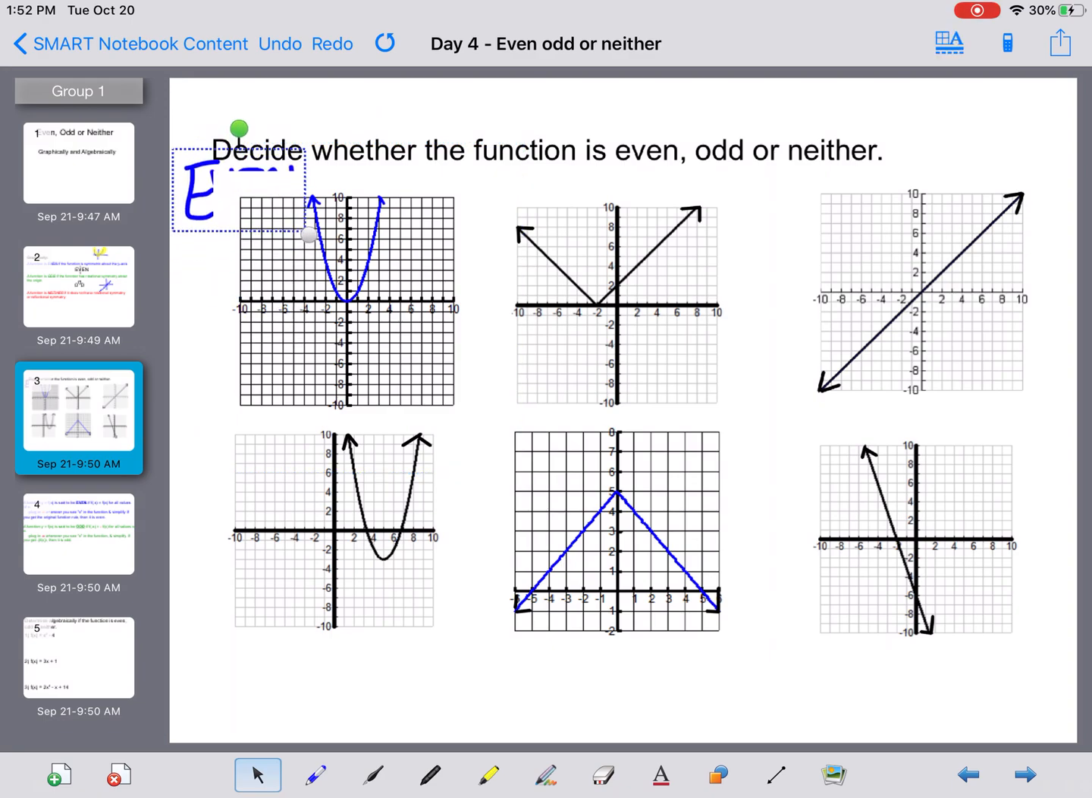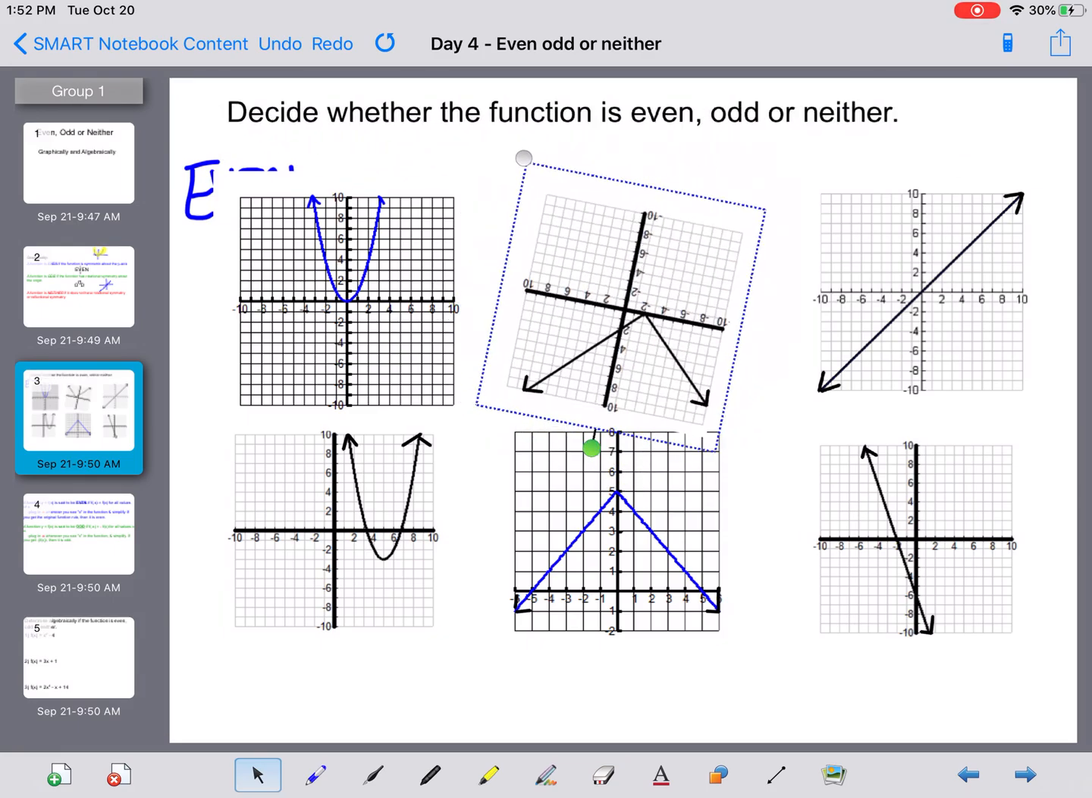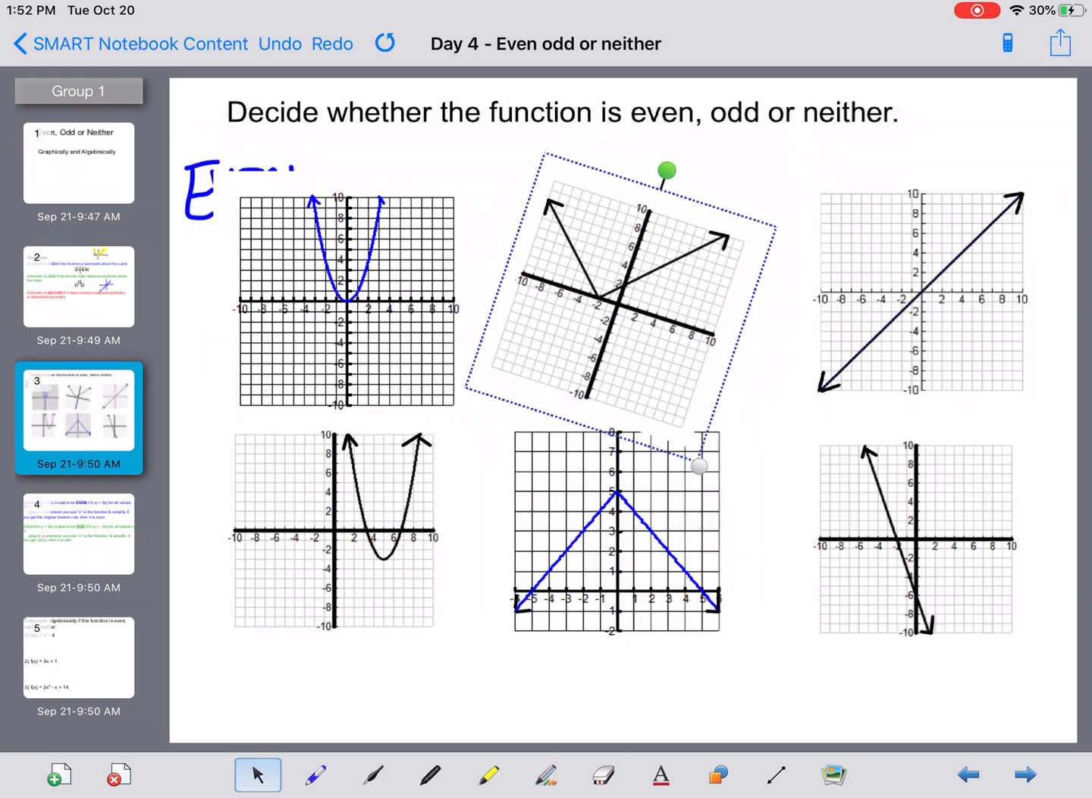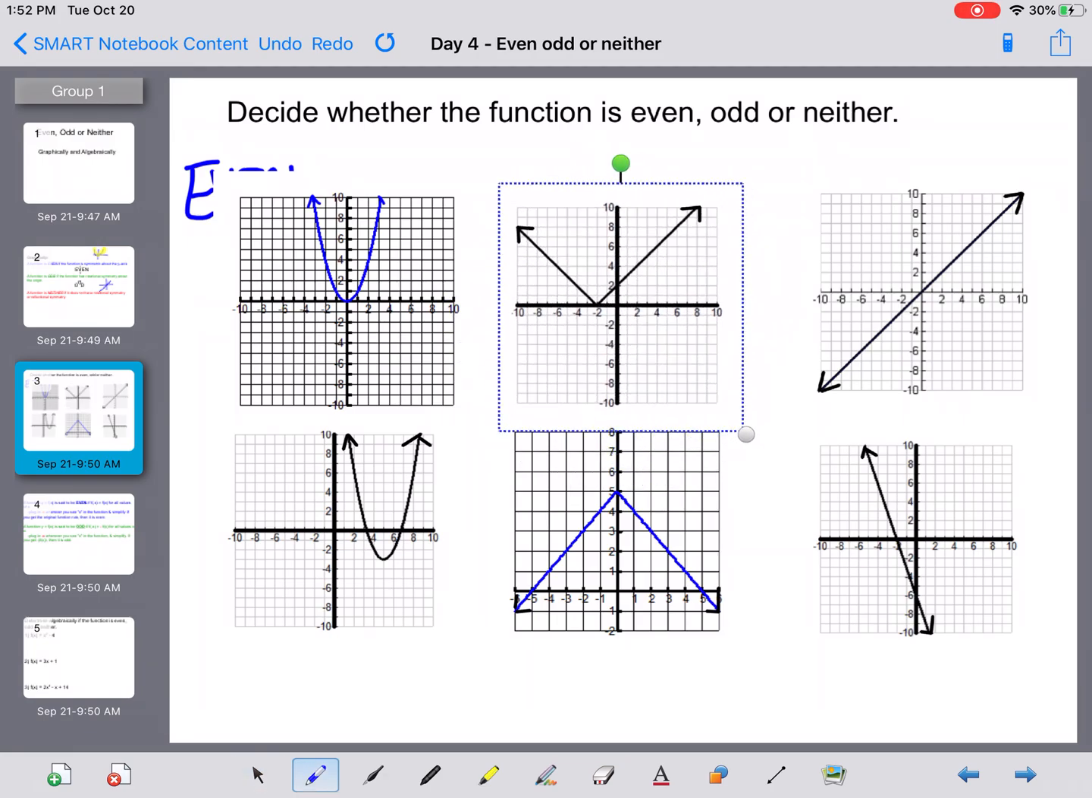Okay, for the next one, same thing, we test whether it's even. If we go straight down the y-axis, we're going to see that that vertex doesn't sit on the axis, which is a requirement for it to be an even function in this case, so it's not even. And then if we were to spin that, or if you were to turn your head upside down to see the screen, you will see that it's going to open upside down, so that is not odd, and so this is going to be neither.